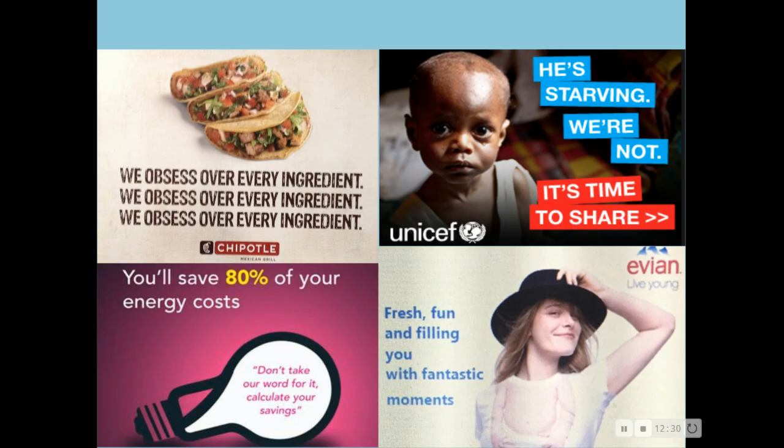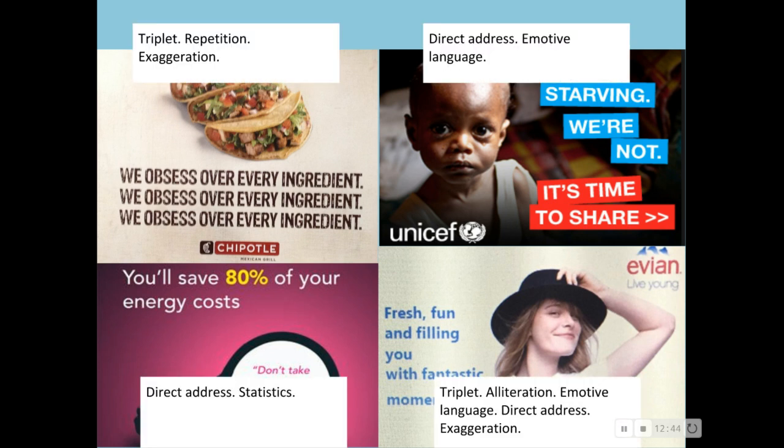Here are 3 more. Again, pause the video, see what techniques you can find. All right, have you found them? Well, let's see. Top left one, Chipotle, has a triplet. It's also got repetition, repeating that sentence. It's also got exaggeration because they're probably not literally obsessing over every single ingredient.